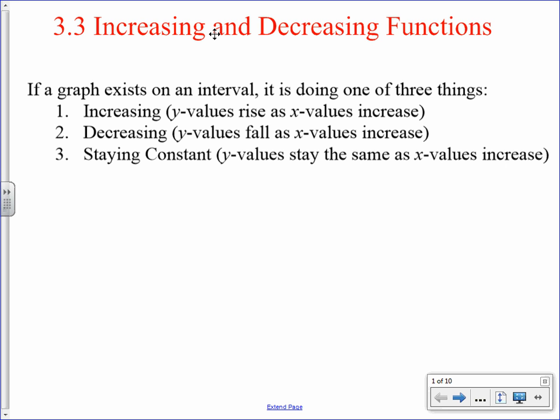What we're going to be able to do is use calculus to figure out where our function is increasing and decreasing.